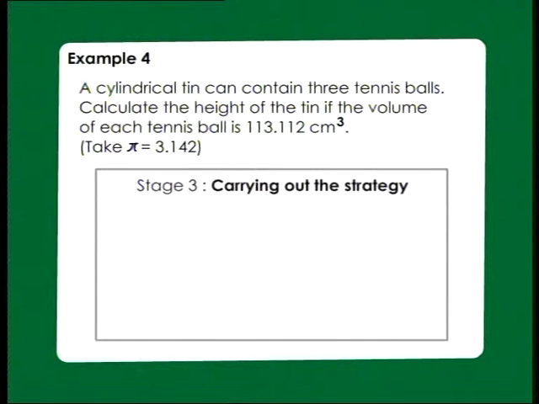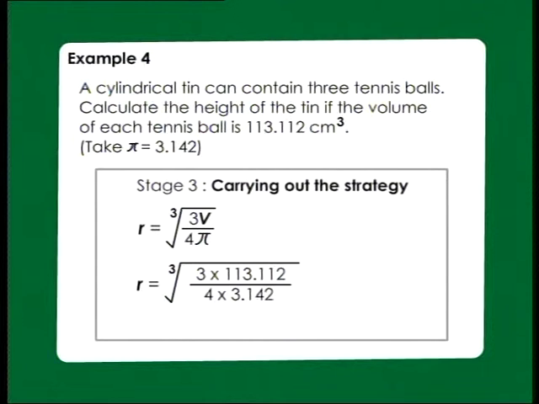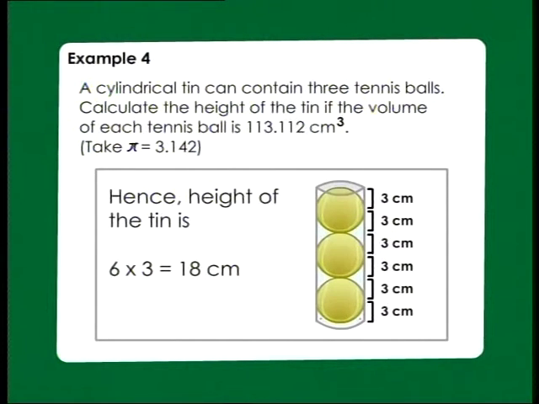Stage 3. Carrying out the strategy. R equals the cube root of 3V over 4 pi. Radius of each tennis ball equals the cube root of 3 times 113.112 over 4 times 3.142, equals 3 centimeters. Hence, height of the tin is 6 times 3 equals 18 centimeters.